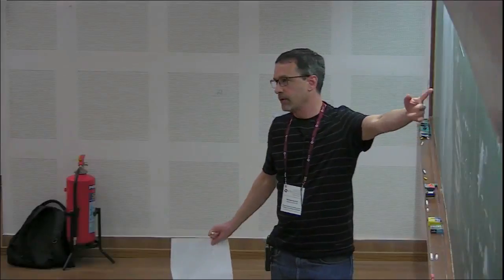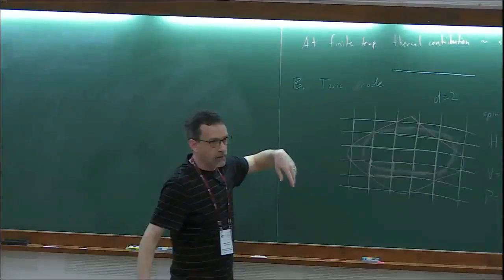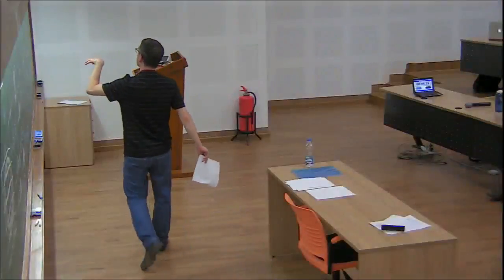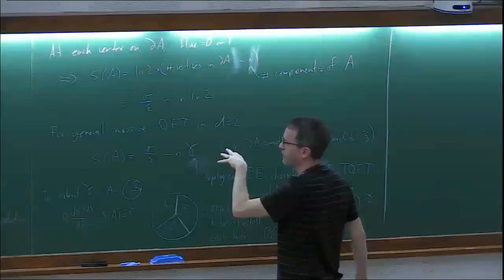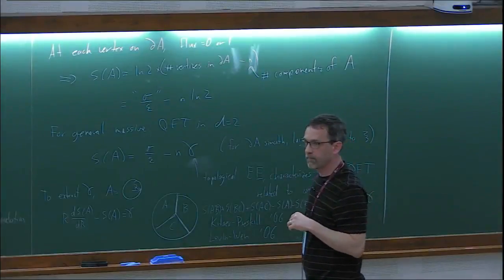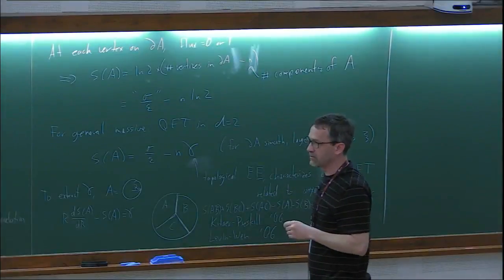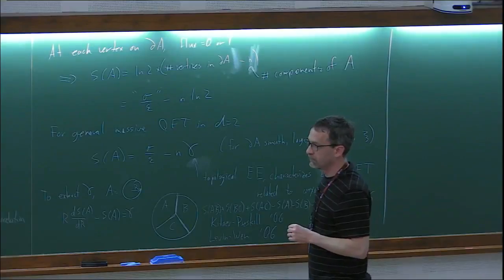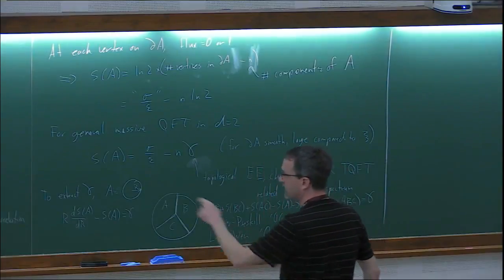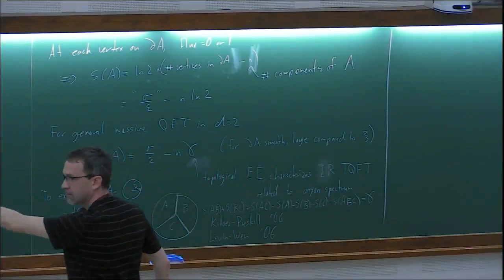If we had local degrees of freedom, local excitations, we would get other contributions. But notice that this is a negative contribution. There's less entanglement than you would naively have thought because of the topological order. N here is 1, then, right? In this picture, it's 1.